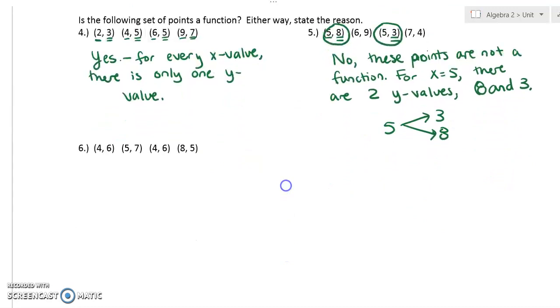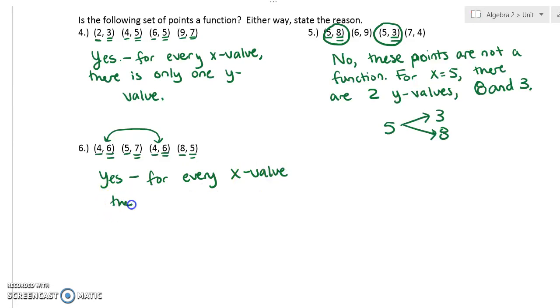So let's look at number 6. We have 4. When I say 4, I get a 6, and there's a 4 and a 6 there as well. So really that's the same situation. When I say 5, I get a 7. When I say 8, I get a 5. This is a function because for every x value, there is one y value. All right, let's keep going.